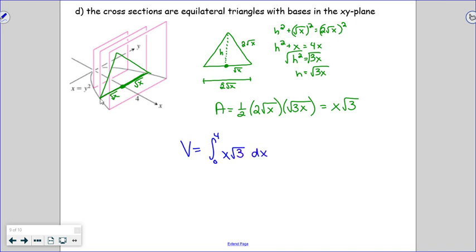And again, I could do my antiderivative here, which would be what? Square root of 3 over 2 x squared evaluated from 0 to 4. And it comes out to be 8 square root of 3.